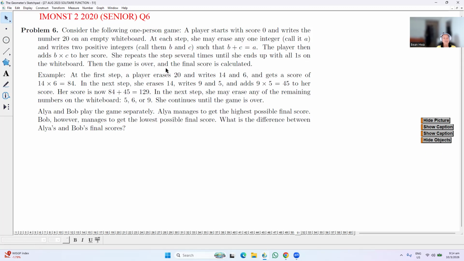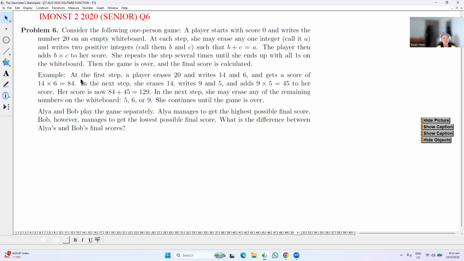The player then adds B times C to her score. She repeats the step several times until she ends up with all ones on the whiteboard. Then the game is over and the final score is calculated.